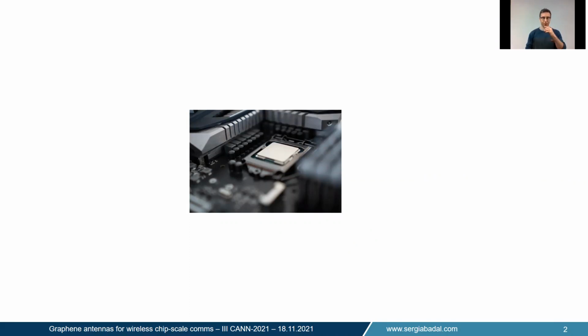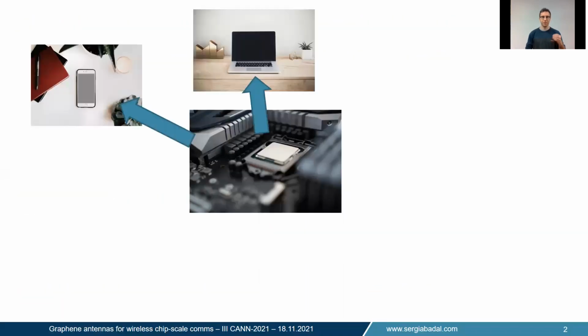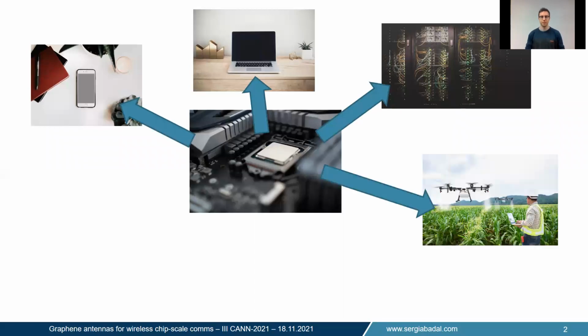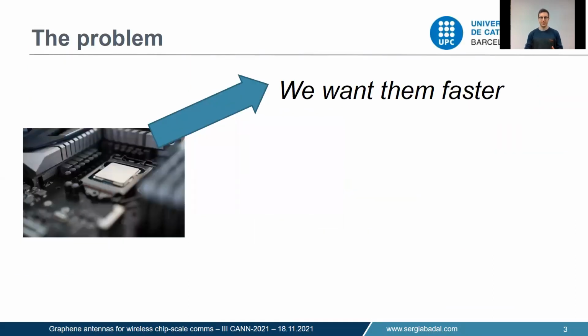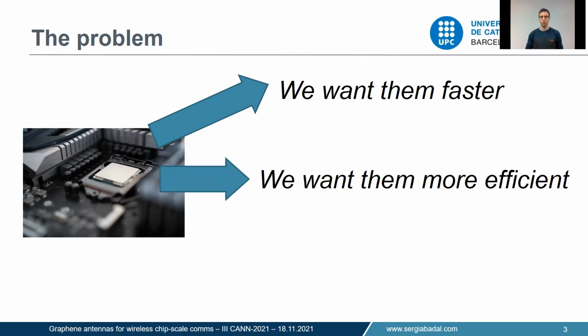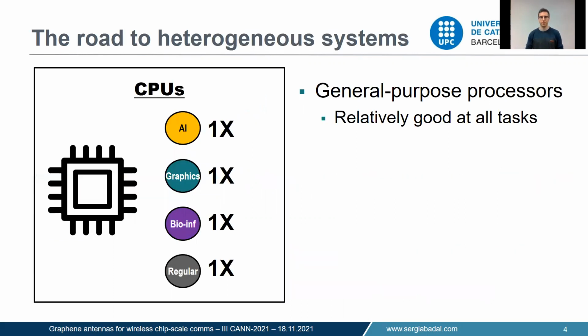Processors lie at the heart of all our devices and also in the cloud. So that's the reason why we find them in cell phones, in laptops, in data centers, in drones, appliances, or even in the connected car. And the thing is that we want them to be faster. We want them to be more efficient so that the battery does not run out very quickly. And we want them fast and efficient for everything, from mundane tasks such as social media to scientific computing or AI processing and so on and so forth.